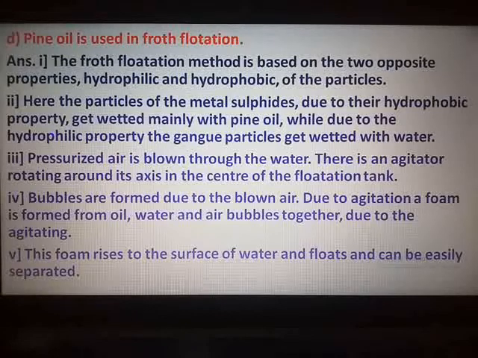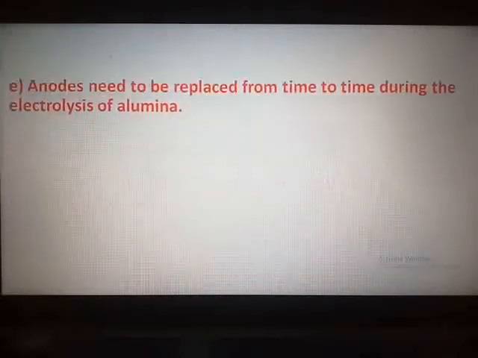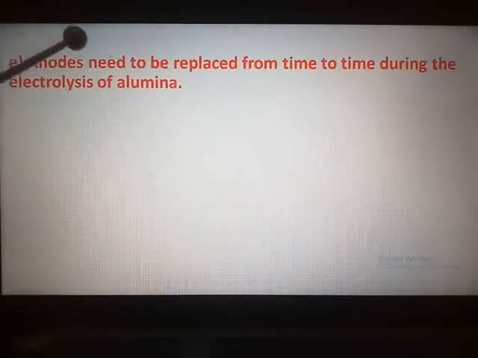Question number 5E. Anodes need to be replaced from time to time during the electrolysis of alumina. Purposely I am waiting in between so that you can carefully mark the points. Anodes need to be replaced from time to time during the electrolysis of alumina. For the answer, you have to refer to page number 104.